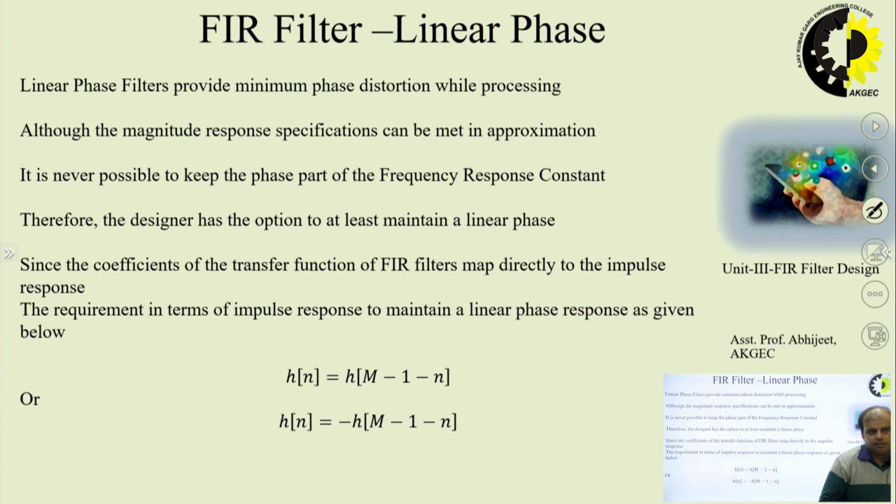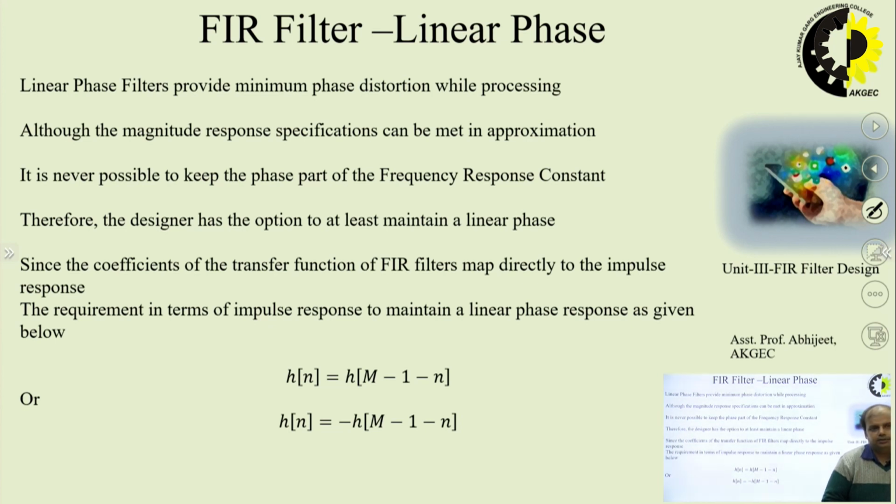But in FIR systems we are truncating. We are not using the complete h_d of n, rather we are multiplying h_d of n with w of n and keeping some parts from 0 to M minus 1. Therefore, it is not possible to meet all the specifications, and therefore, it is not possible to meet the constant phase specification. Then we make a compromise and say that okay, if we cannot meet the constant phase, if we can maintain at least a linear phase, then that will be of immense importance.